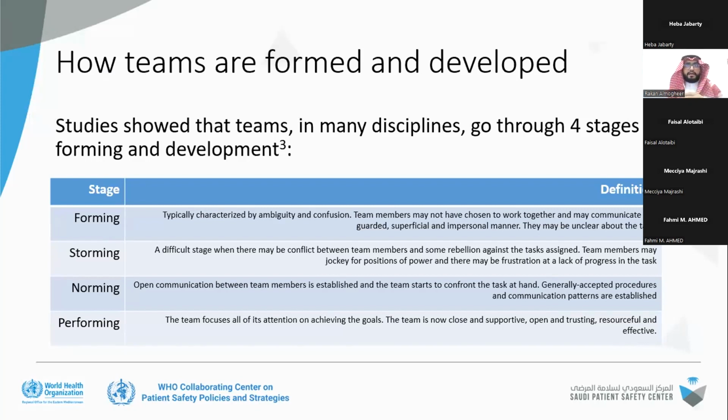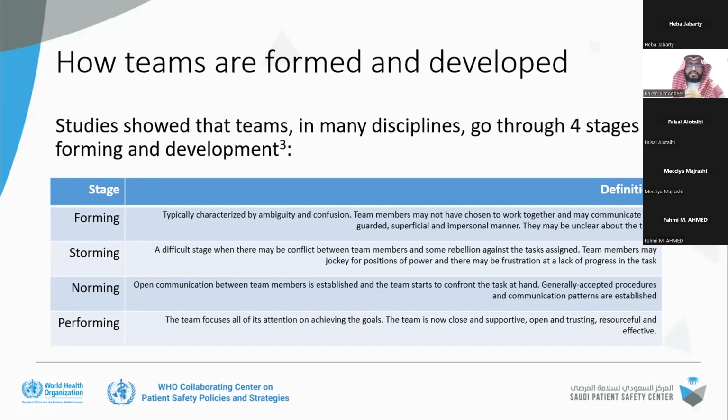The studies showed that teams in many disciplines go through 4 stages of forming and development. We have the forming, storming, norming, and performing stages. The forming, typically characterized by ambiguity, confusion. Team members, they will not have a clear role. They may not have been chosen to work together. They communicate in a guarded way, superficial, impersonal manner.